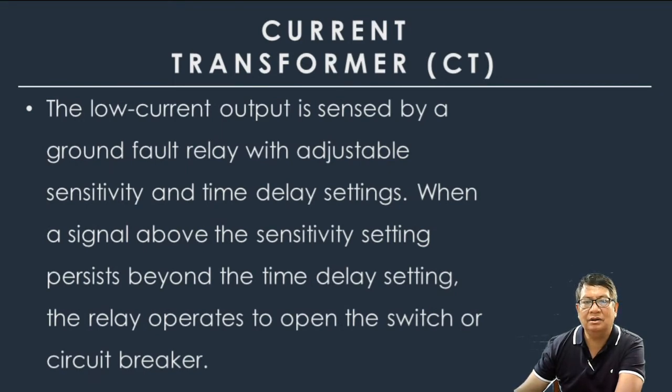The low current output is sensed by a ground fault relay with adjustable sensitivity and time delay settings. When the signal above the sensitivity setting persists beyond the time delay setting, the relay operates to open the switch or the circuit breaker.